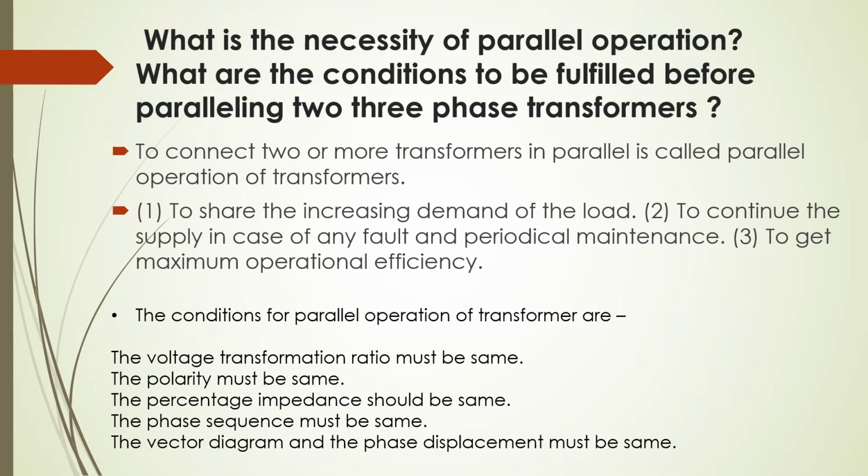The conditions for parallel operation of transformer are: the voltage transformation ratio must be same. The polarity must be same. The percentage impedance should be the same. The phase sequence must be the same. The vector diagram and the phase displacement must be same.